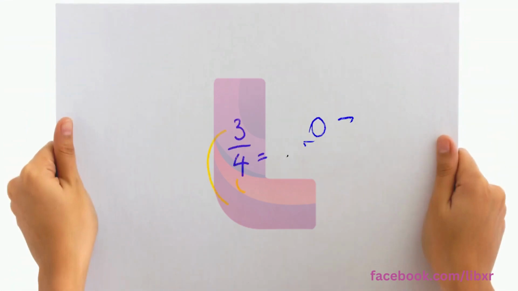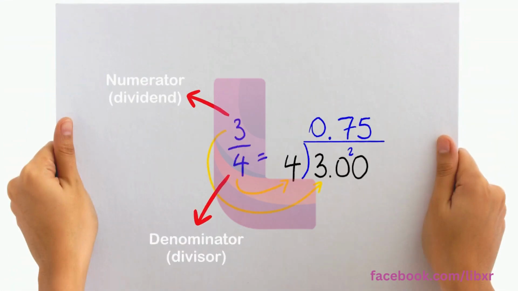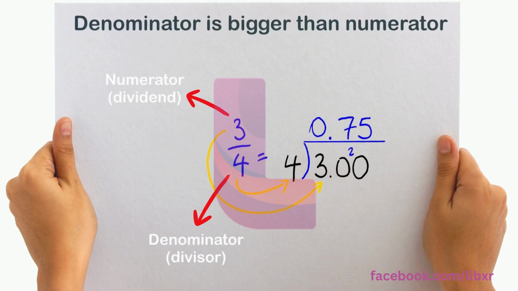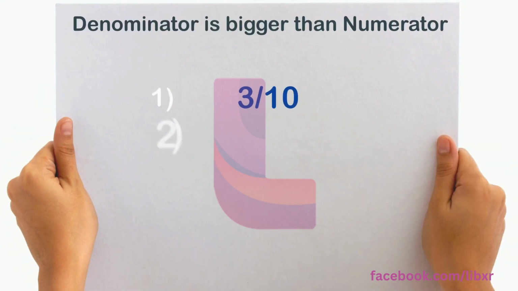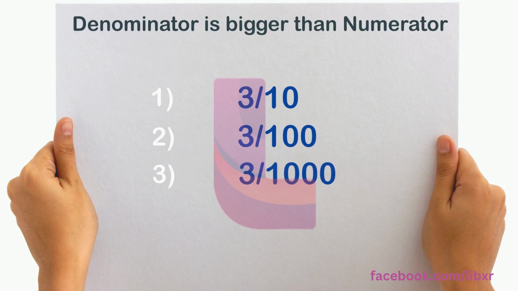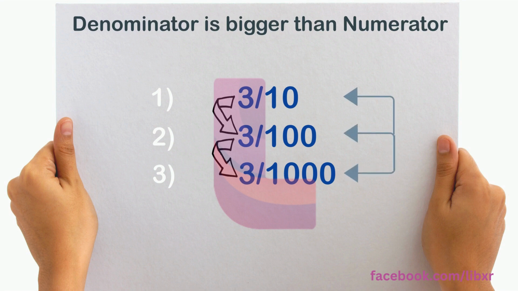Let's understand this by converting these fractions into decimals where the denominator is bigger than the numerator. 3 by 10, 3 by 100, 3 by 1000. Here we have examples of fractions which have the same numerator, that is 3, but different denominators, that is 10, 100 and 1000. Let's begin with number 1.